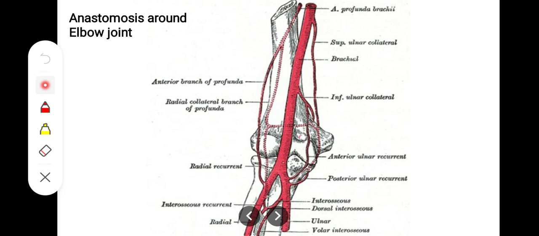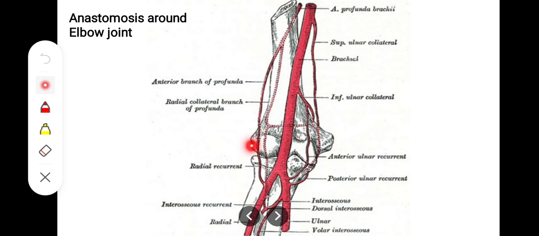So the anastomosis around the elbow joint is divided into 4 parts. That is the anastomosis in front of the lateral epicondyle, anastomosis behind the lateral epicondyle, anastomosis in front of the medial epicondyle of humerus, and anastomosis on the posterior aspect, or the posterior side, of the medial epicondyle of humerus, right? So in this way we'll be taking a look at the different branches of several arteries which are taking part in the anastomosis in each of these parts.